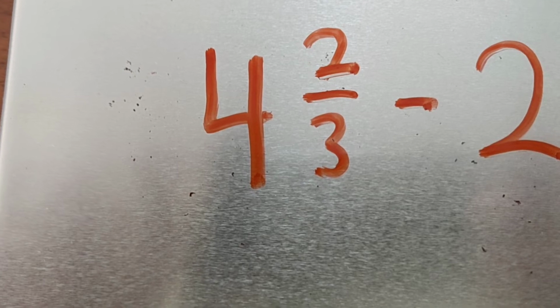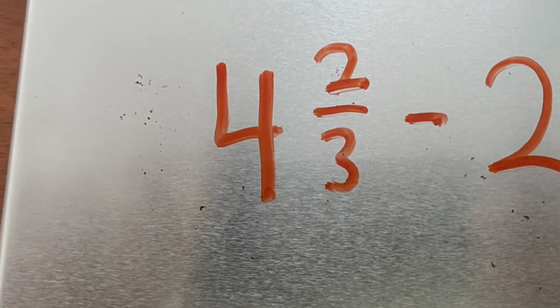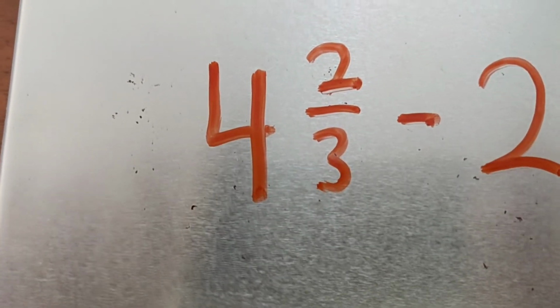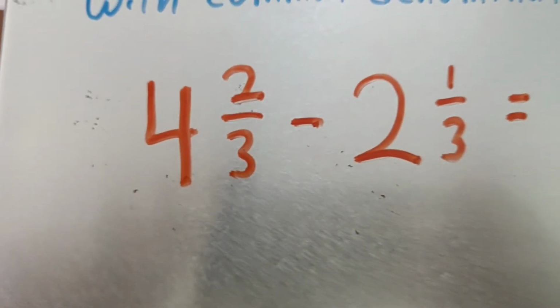I don't think so, because we also have a fractional part there. We have 2/3, right? We have a fraction there. So we're going to need 5 models to model 4 and 2/3.